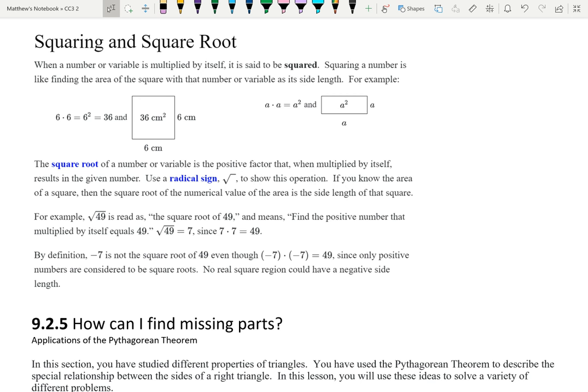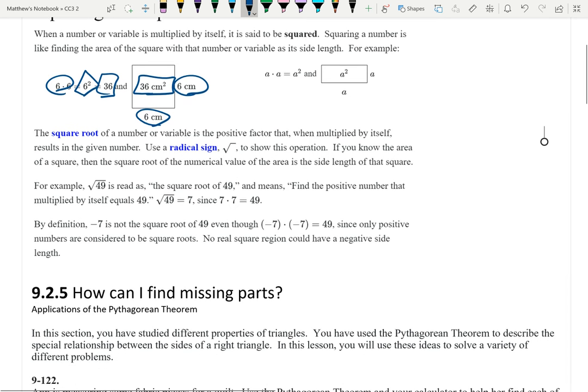When a number or variable is multiplied by itself, it is said to be a square. For example, if I do 6 times 6, it's like I have 6 as one side length and 6 as the other. And when I multiply them together, it's 6 squared, and it gives me 36 centimeters squared. And we see this said here in the math notes below.